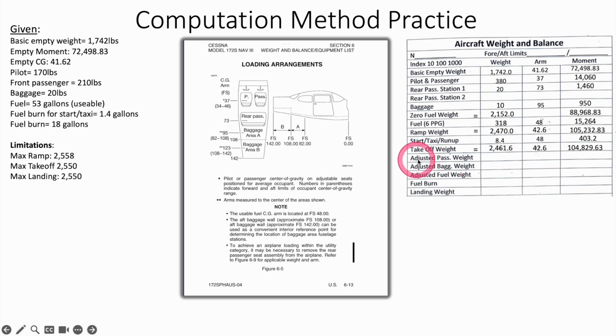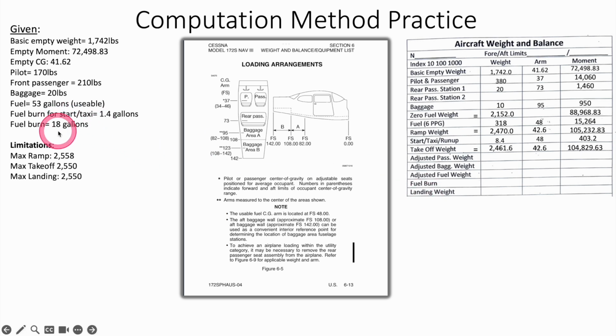These next spots are called adjusted passenger baggage and fuel weight. Those are in case along your route, if you make any sort of adjustments, dropping a passenger off, adding a bag, dropping a bag off, or adding fuel, whatever it may be. So we're going to leave those next 3 blank and go down to fuel burn.